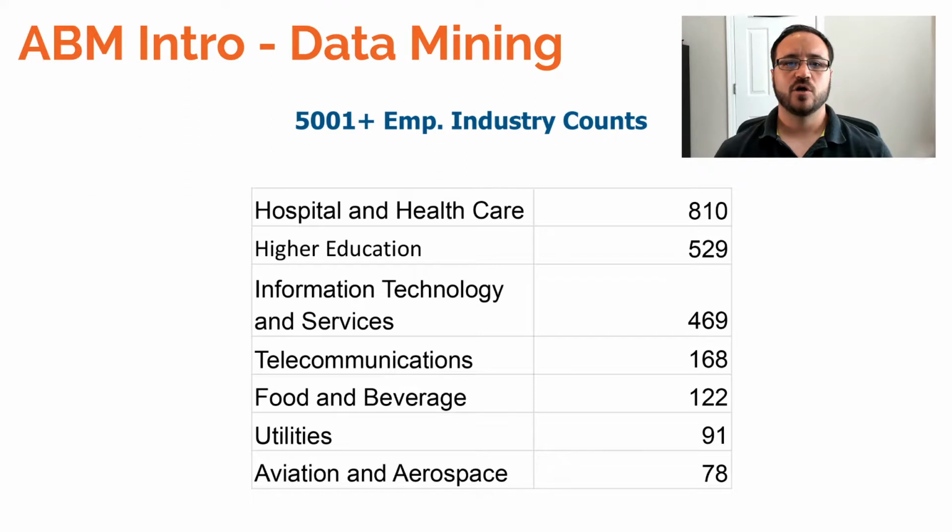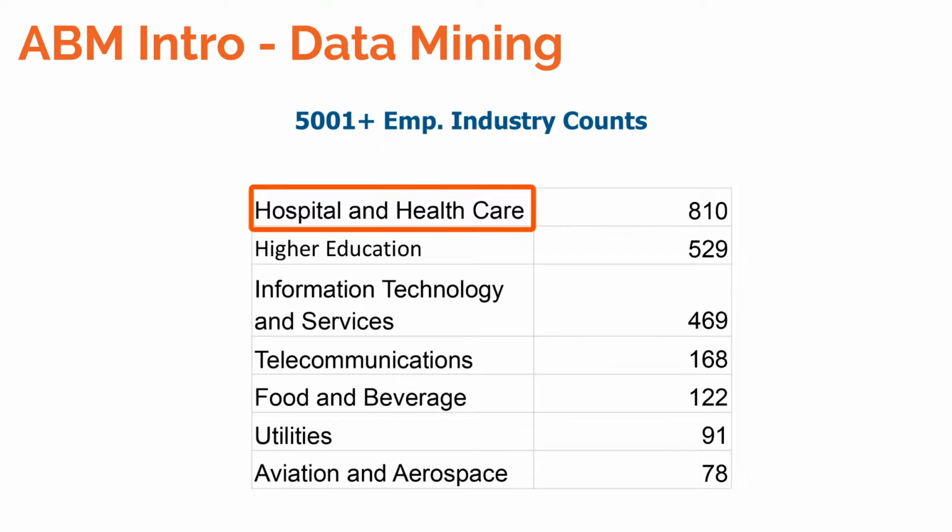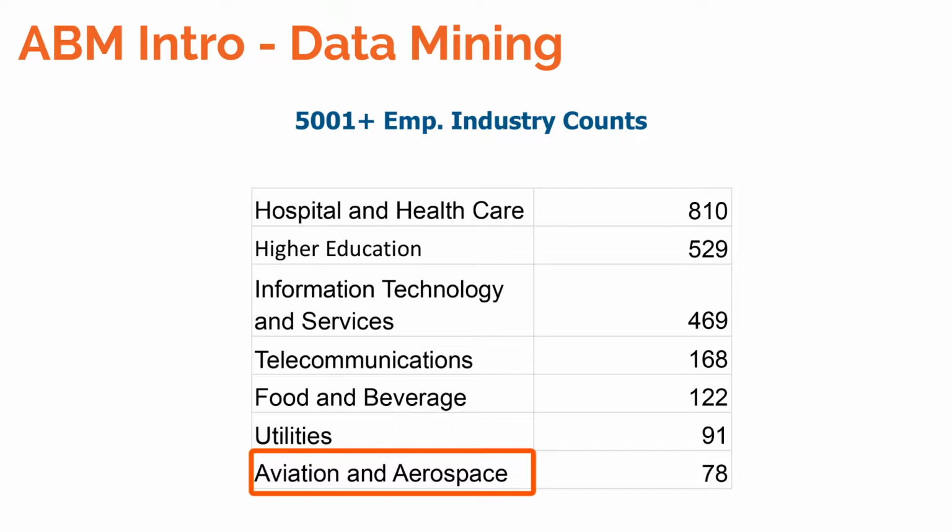So when I showed you that information, we go through and do all these searches in LinkedIn to understand how many organizations fit this criteria. Now, for this particular search, what we found was there's a wide variation in the quantities of companies in each one of these. For example, for hospital and healthcare, there are 810 organizations across the United States that have 5,001 employees. And then you look at the bottom, aviation and aerospace, which is another client that we've served in the past, at least in this example data set, and there are only 78 of those.